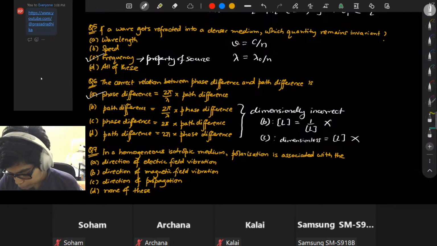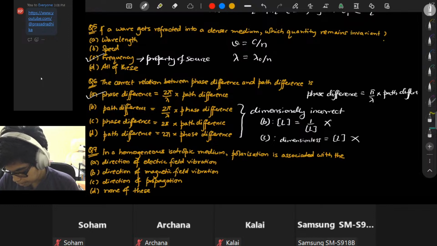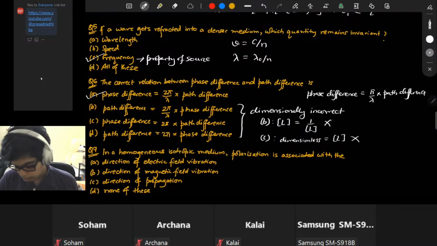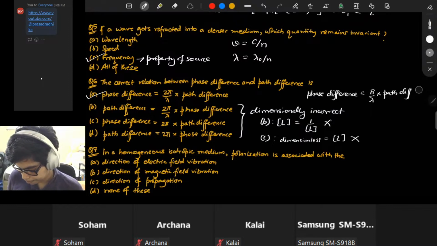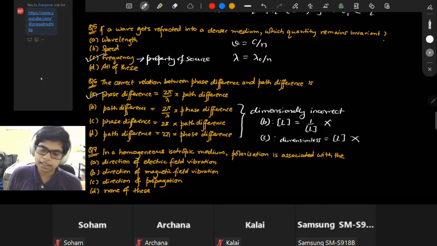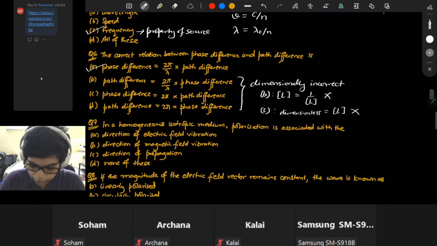If instead there was one option which would say that phase difference equals, let's say, pi over lambda times path difference, then you would have a tough time deciding which option is correct, because one is 2 pi by lambda times path difference, one is saying pi by lambda times path difference. Then you would have to know what the correct answer is to select it. But for this particular case, you could simply use dimensional analysis to figure out the incorrect options and then select the correct option. So this is a neat trick that you could use in any MCQ type question.